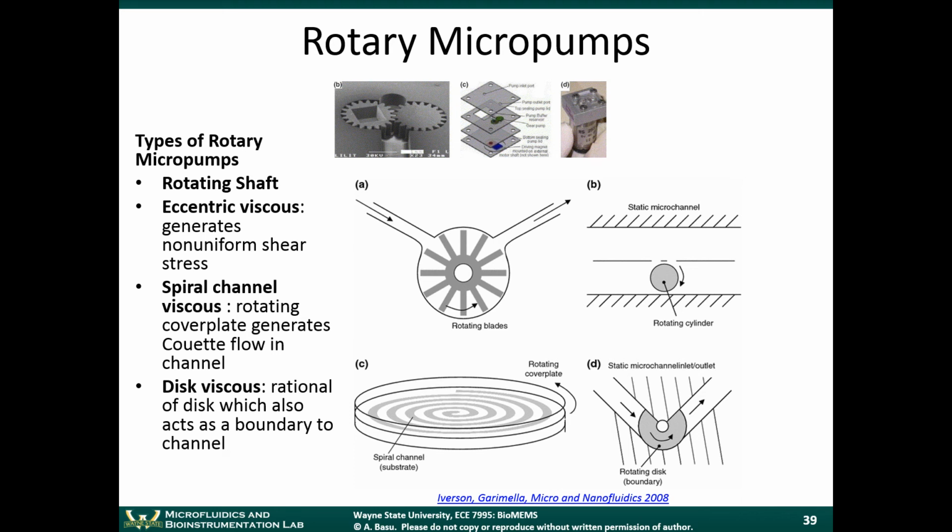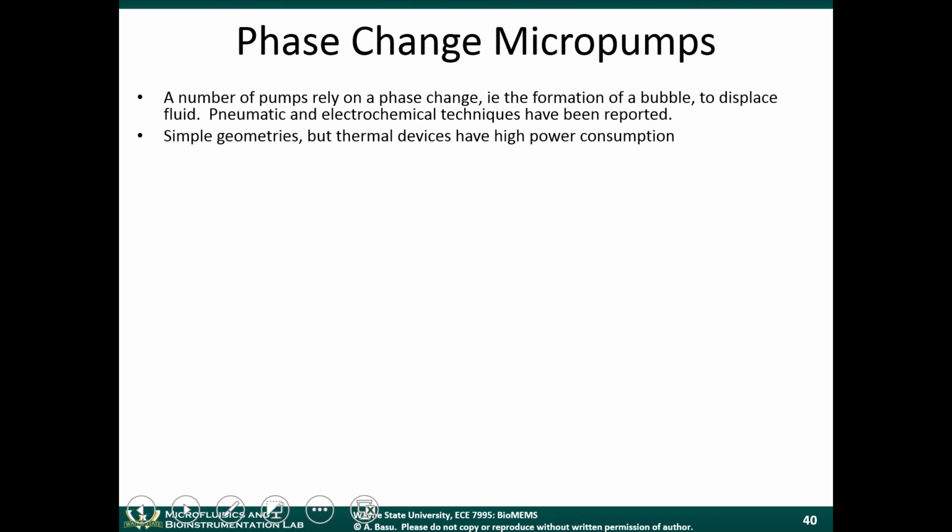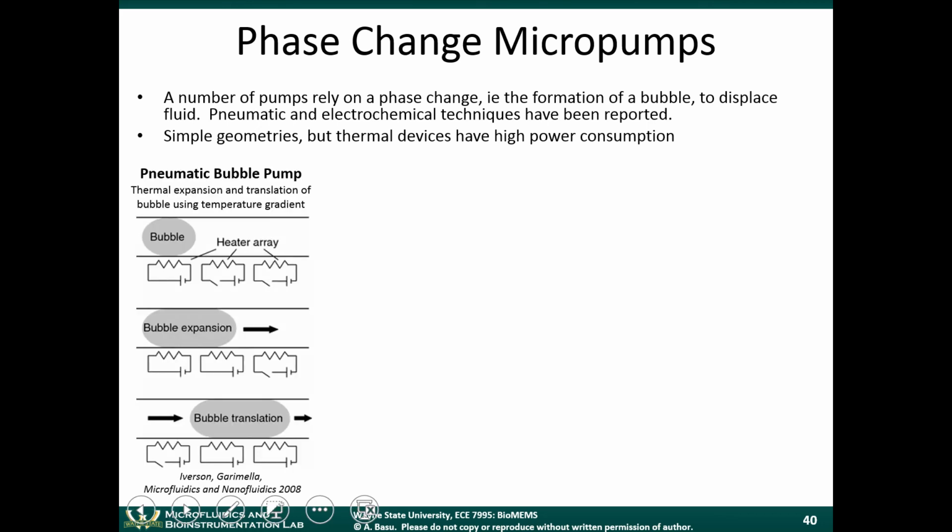And then finally, this other example here is a static microchannel with a rotating disc. As this disc rotates, it pulls in a little bit of fluid on the left in the inlet and pushes it out on the outside. So these are all examples of where rotary motion is being converted into flow in the channel.